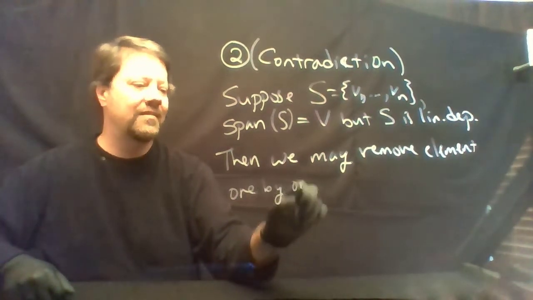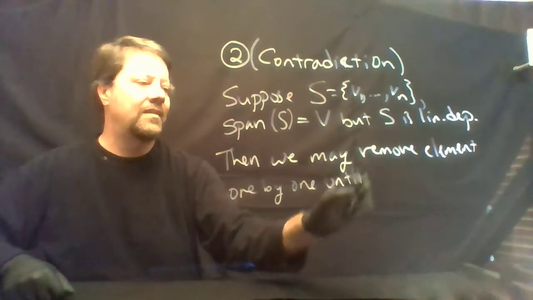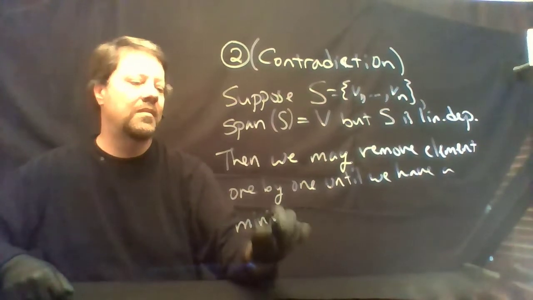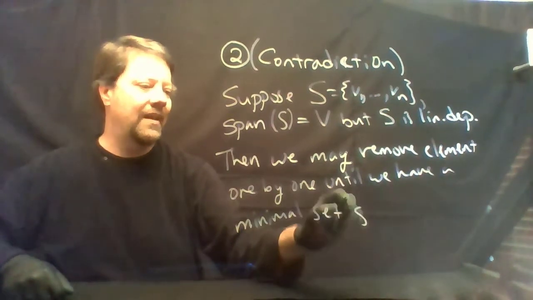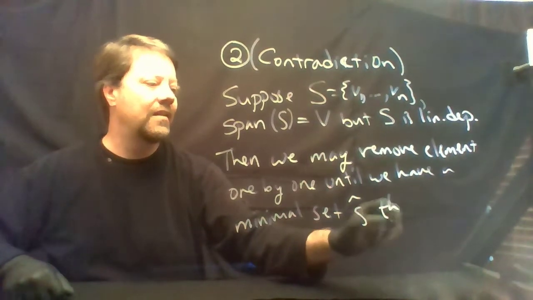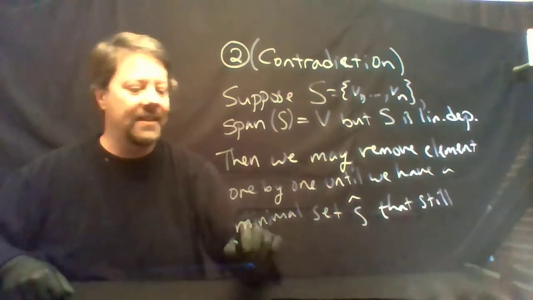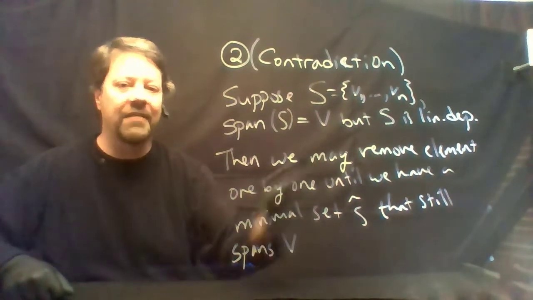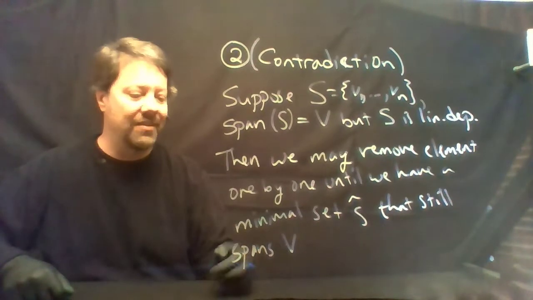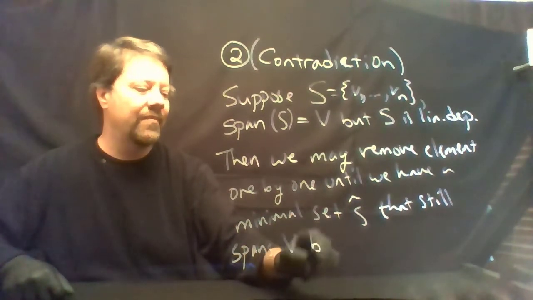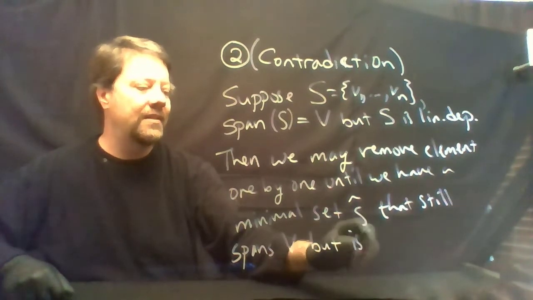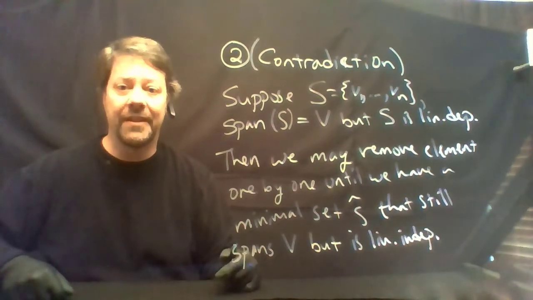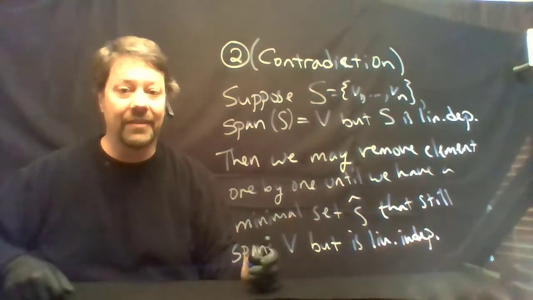one by one, until we have a minimal set S hat that still spans all of V. We're assuming dependence, so removing a dependent vector will maintain the span. We'll still be able to span the entire space, but is linearly independent. We have to get there eventually, because eventually we will only have one vector left.